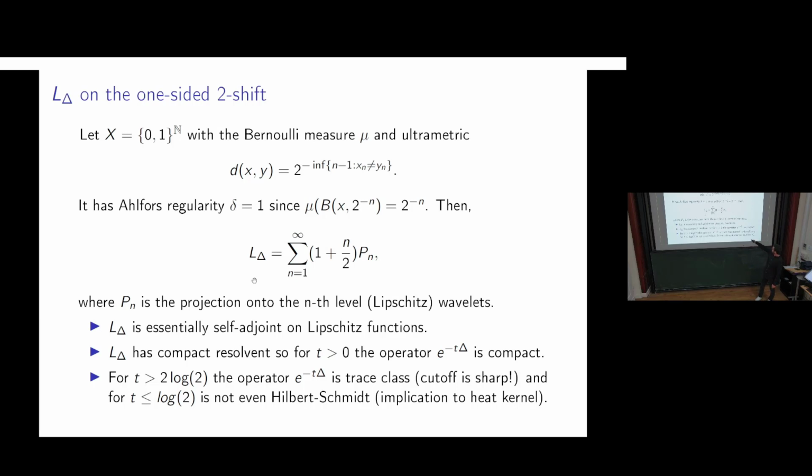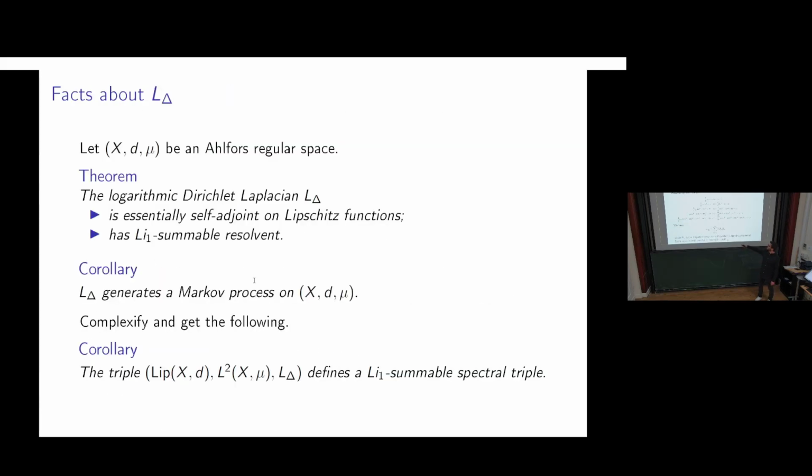So all these operators will be compact. Oh, here I should have put L delta, I'm sorry, that's a typo. So all these operators will be compact, and they will be trace class for all t greater than some t0. But in the general situation, we don't know if this t0 is sharp. For the examples I've shown you, we recover the cutoff numbers, but in general, we don't know. Some sort of Weyl law is required to get the sharp value.